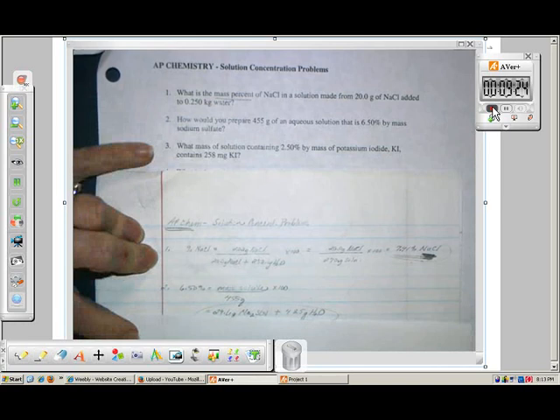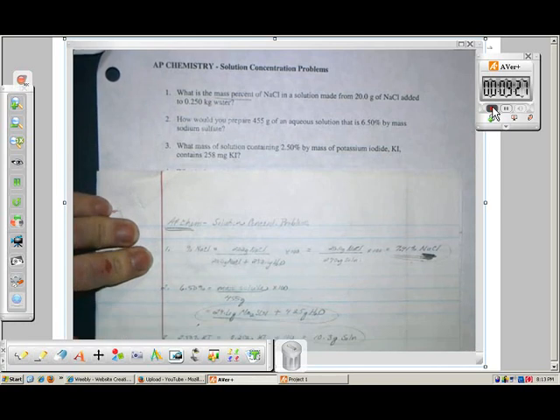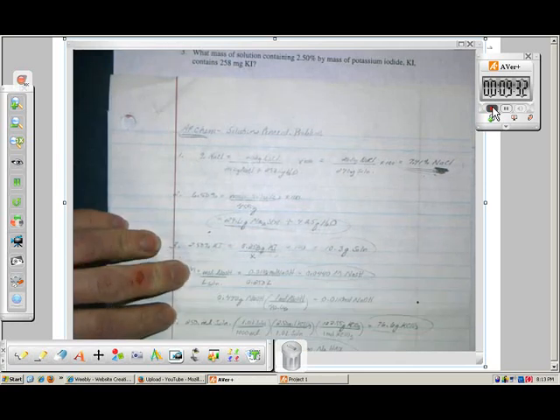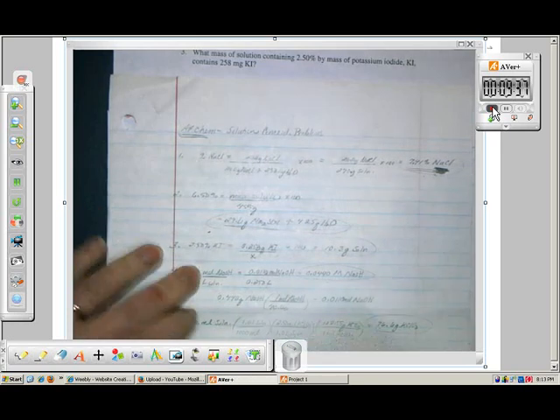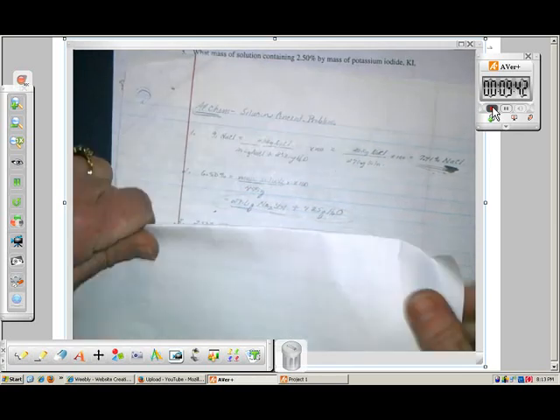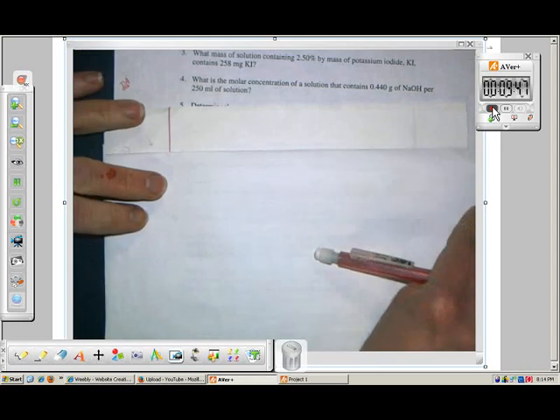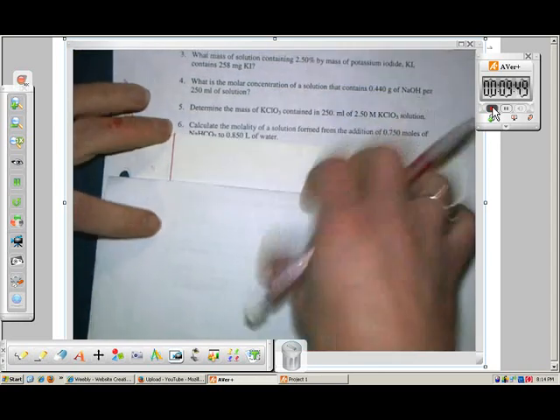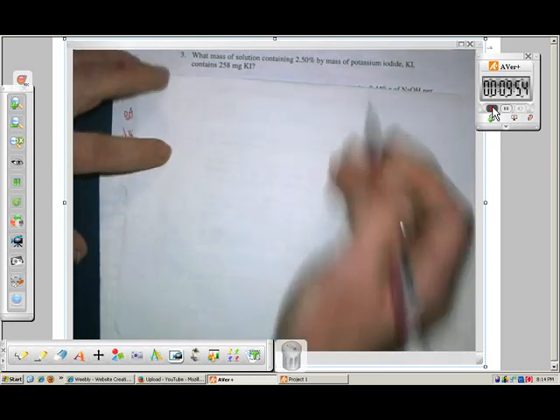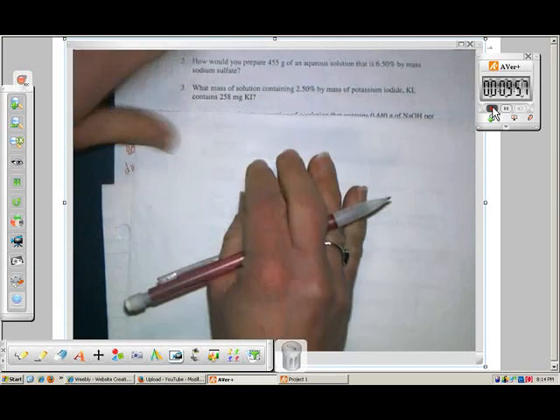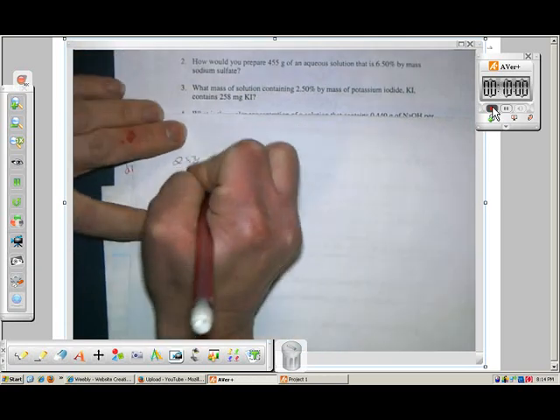For number 3, we could solve it per the equation or solve it with dimensional analysis. So, showing it through dimensional analysis, as it said on the prior page, we can use our concentration expression as a conversion factor. Okay, so you're starting with 258 milligrams of potassium iodide.